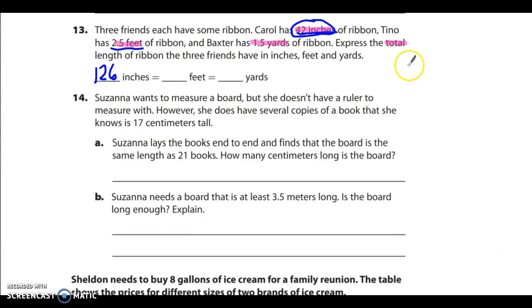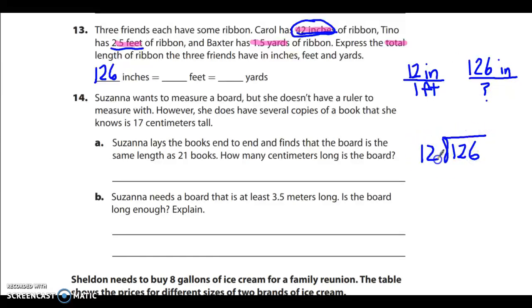If you set up a proportion, there are 12 inches in 1 foot, and I have 126 inches in, I don't know, feet. Well, how do you get from 12 to 126? You don't know. You have to divide, so I'm going to do that right here. 126 divided by 12. And this isn't nearly as hard as you might think.